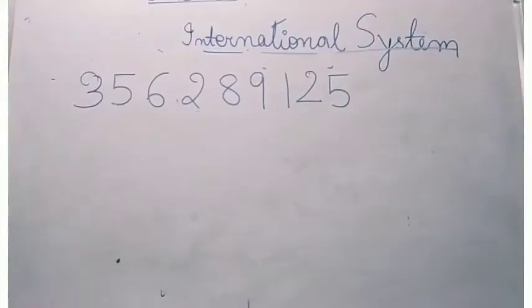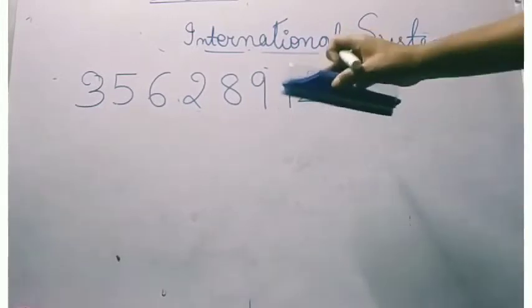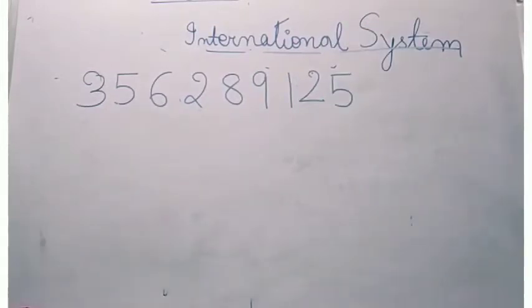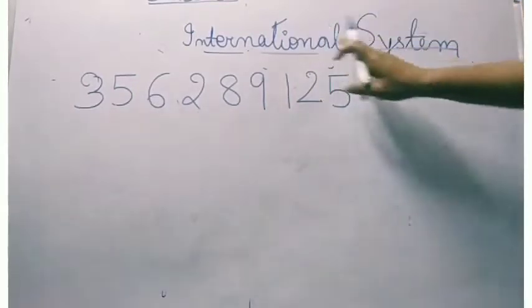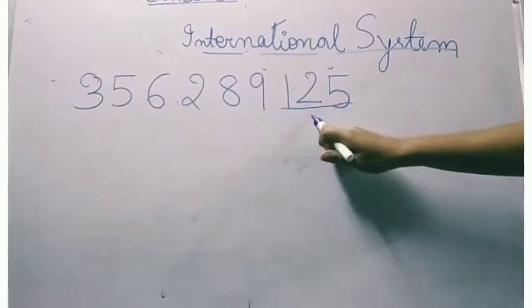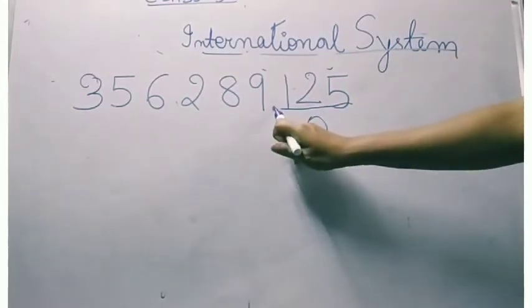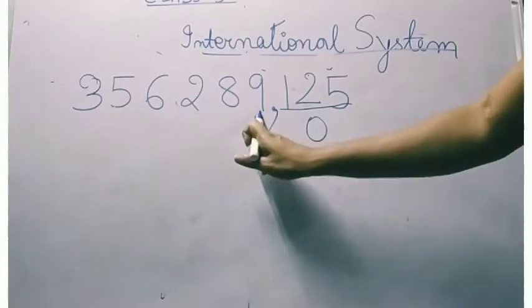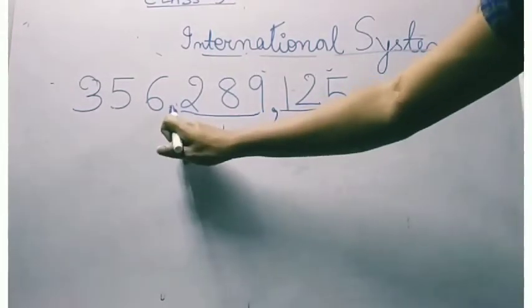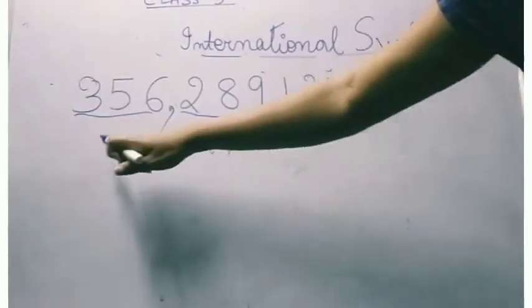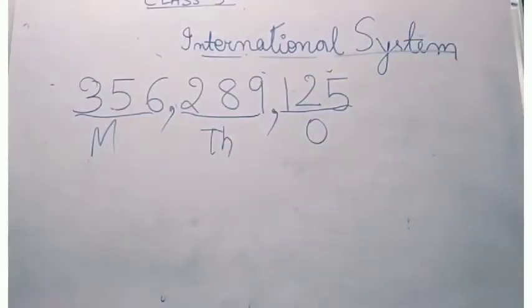Now see, I have taken one example. With this number, we will mark the period in international system, and also we will write the number name in international system. Now, what happens in international system? First three digits, it is in ones place. So, here we will put one comma. Then again, next three digits, it is in thousands place. So, here we will put one comma. And these three digits are in millions place.